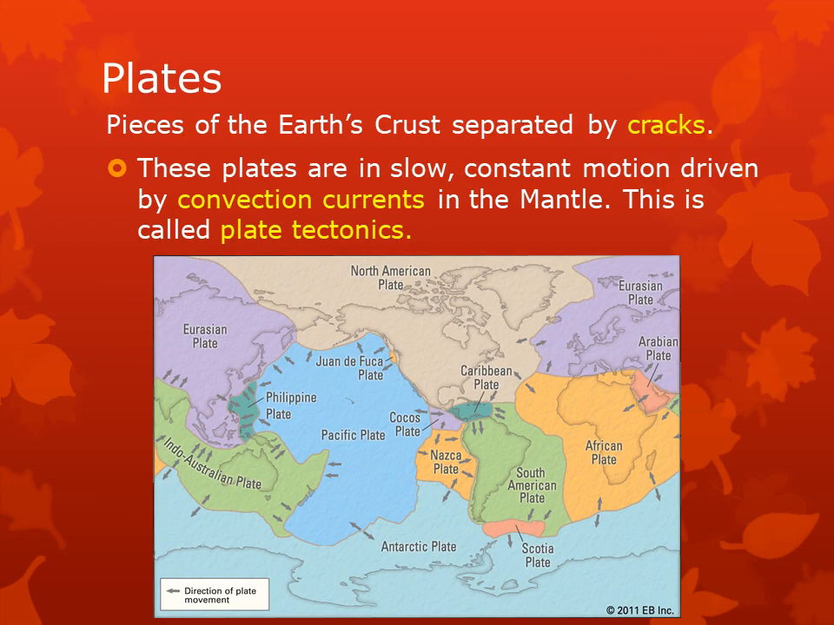So to begin, the plates of the Earth. These are pieces of the Earth's crust which are separated by cracks. Now, these plates are in slow, constant motion, and like we've talked about before, they are driven by the convection currents in the mantle. And we call this movement plate tectonics.